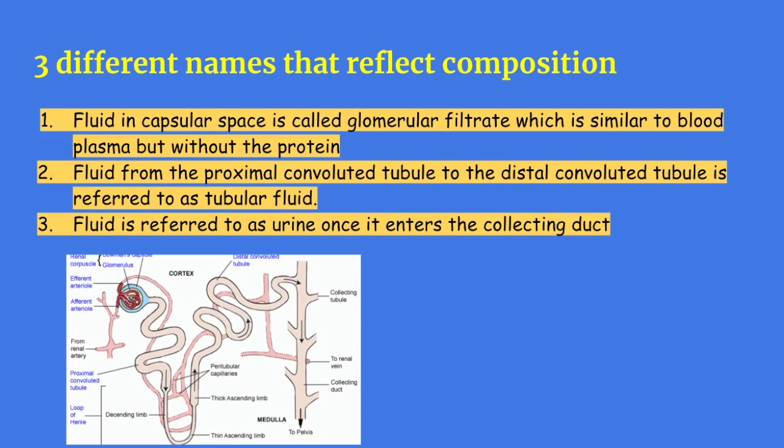So now let's talk about the 3 different names that reflect composition throughout the nephron. We'll start from the capillary space. Fluid in the capillary space is referred to as glomerular filtrate, which is similar to blood plasma but without the protein, since protein cannot pass through the filtration membrane. We'll talk about the filtration membrane in the next slide. Fluid from the proximal convoluted tubule all the way through the distal convoluted tubule is referred to as tubular fluid, and fluid is referred to as urine once it enters a collecting duct.